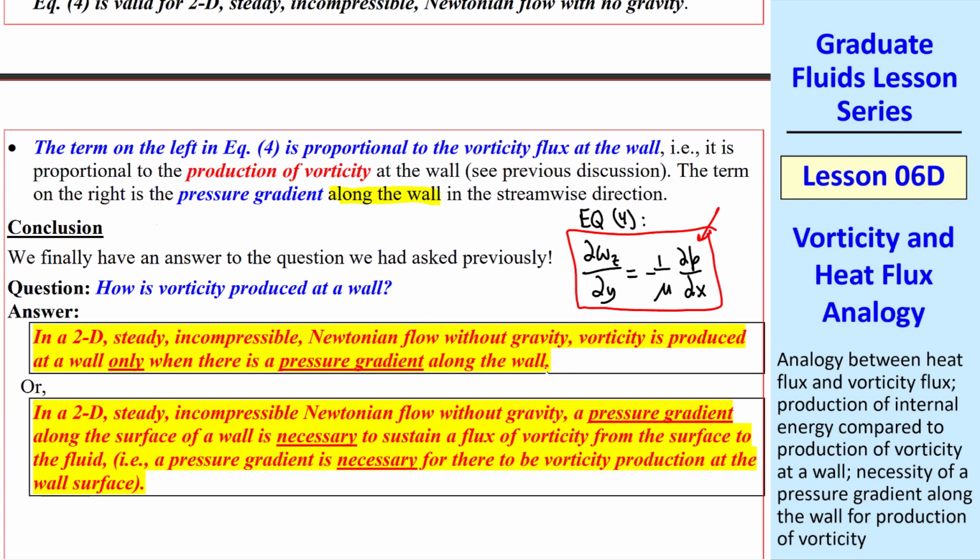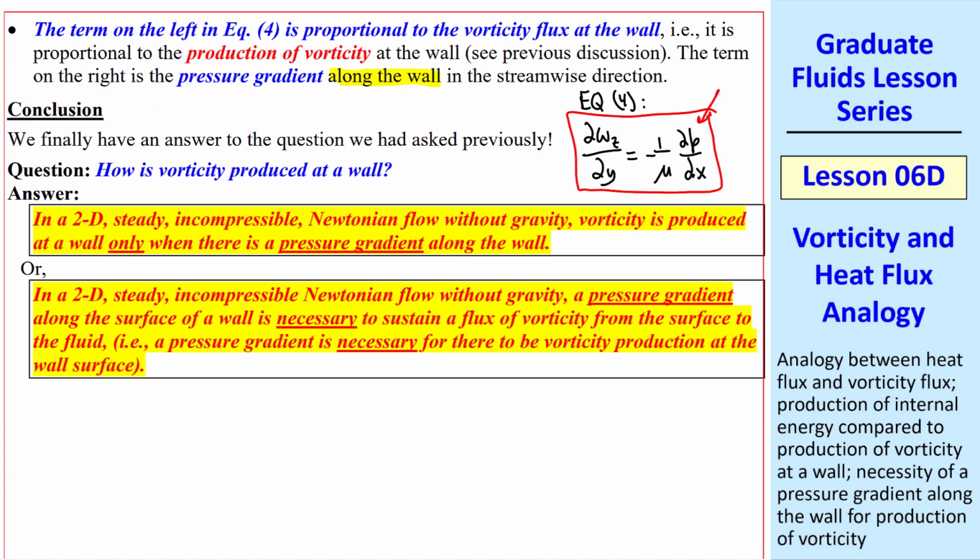So finally we have an answer to the question we've posed. How is vorticity produced at a wall? The answer is in a 2D steady incompressible Newtonian flow without gravity, vorticity is produced at a wall only when there is a pressure gradient along the wall. Here's an alternate expression. In a 2D steady incompressible Newtonian flow without gravity, a pressure gradient along the surface of the wall is necessary to sustain a flux of vorticity from the surface to the fluid. In other words, a pressure gradient is necessary for there to be vorticity production at the wall surface.